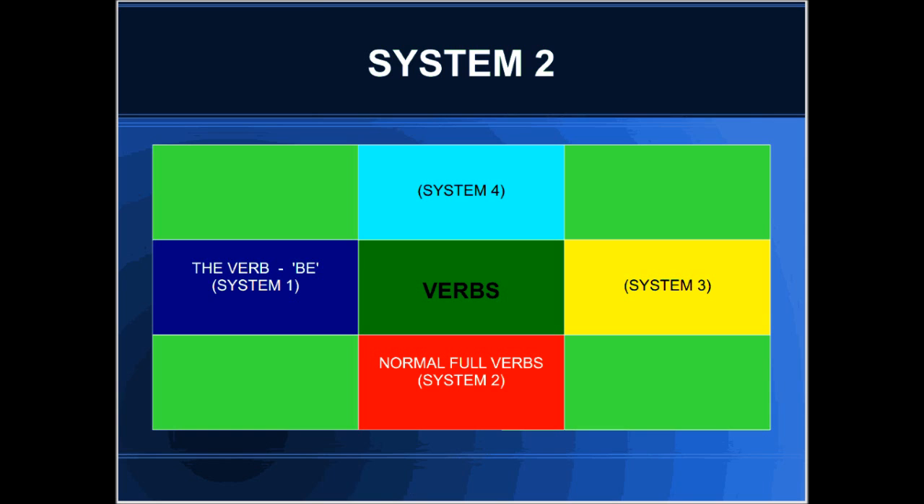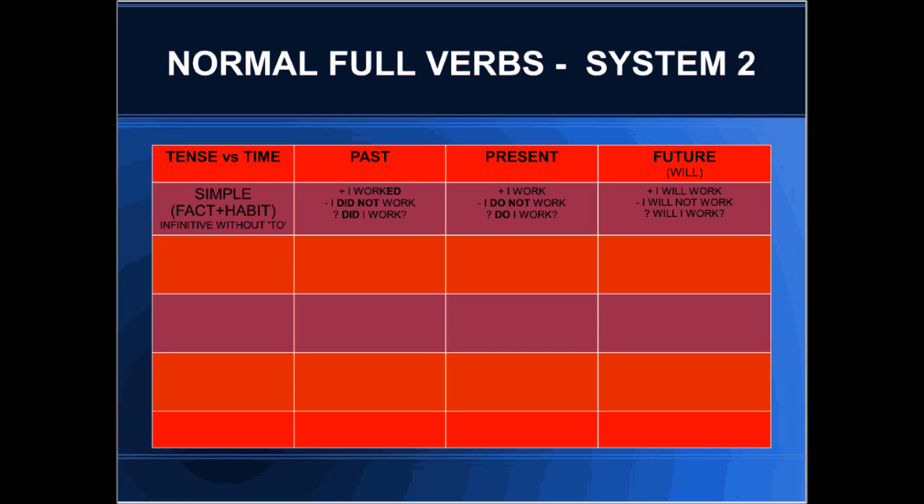So what can we see? The normal full verb system 2 usually introduces simple forms first, usually introducing the present and then the past and then the future. That's the order that I would introduce them. For lower students, we need to highlight the auxiliary included in the negative and question forms of the present and the past. That's why they're in bold in the table there.